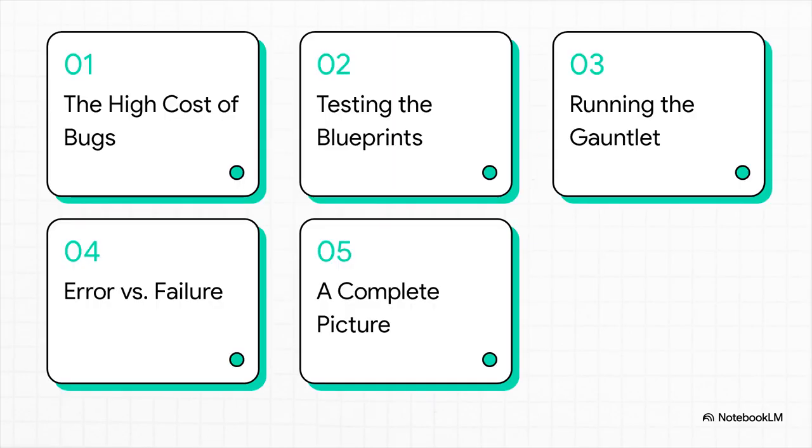All right, here's our game plan. First, we'll talk about why this all matters by looking at the seriously high cost of bugs. Then we're going to meet our two main characters: static testing, think of it as testing the blueprints, and dynamic testing, which is more like running the gauntlet. We'll get super clear on the difference between an error and a failure, and then we'll wrap it all up by seeing how these two work together to paint a complete picture of quality.